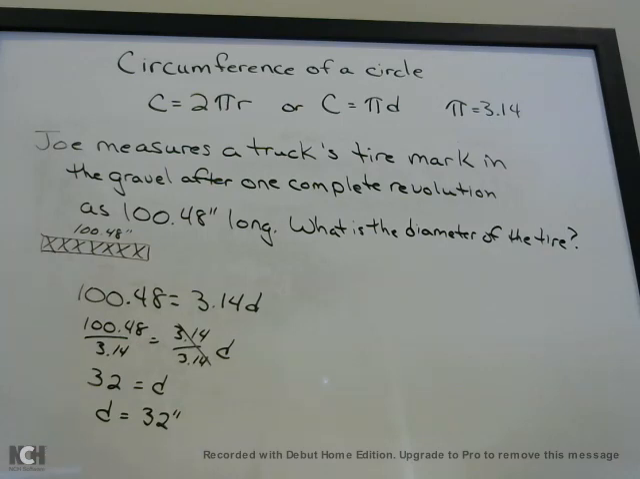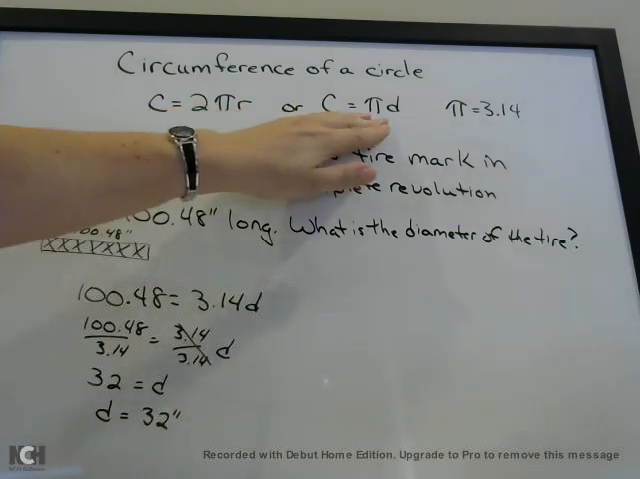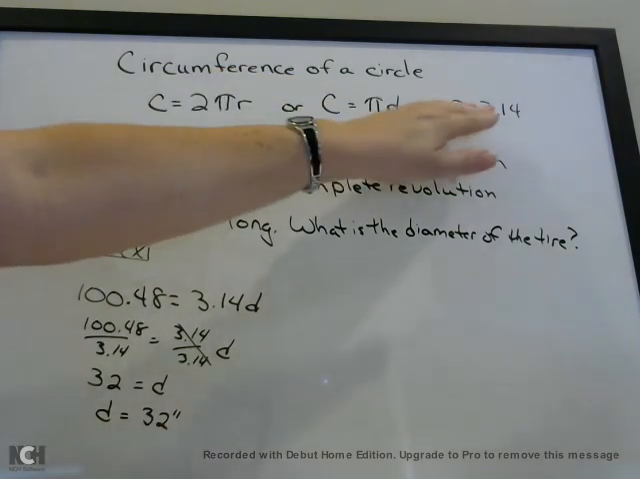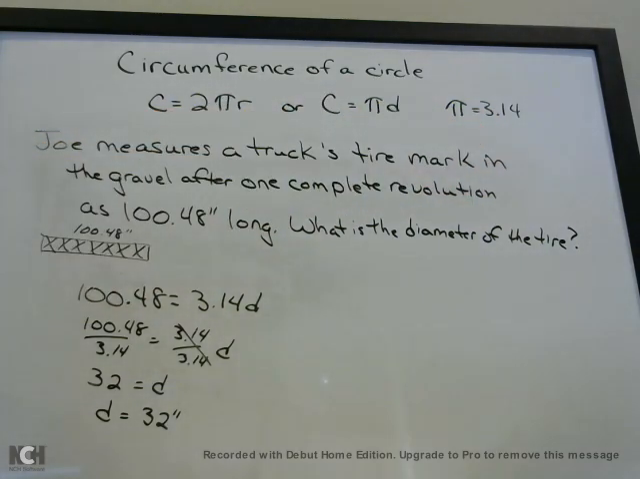So when you get a word problem or any other sort of problem, find the formula. If it's in radius, you're going to use this formula. If they're giving you diameter or want diameter, you're going to use that formula. Remember, pi, that symbol, is just this number. So just plug that number wherever you see the symbol pi.